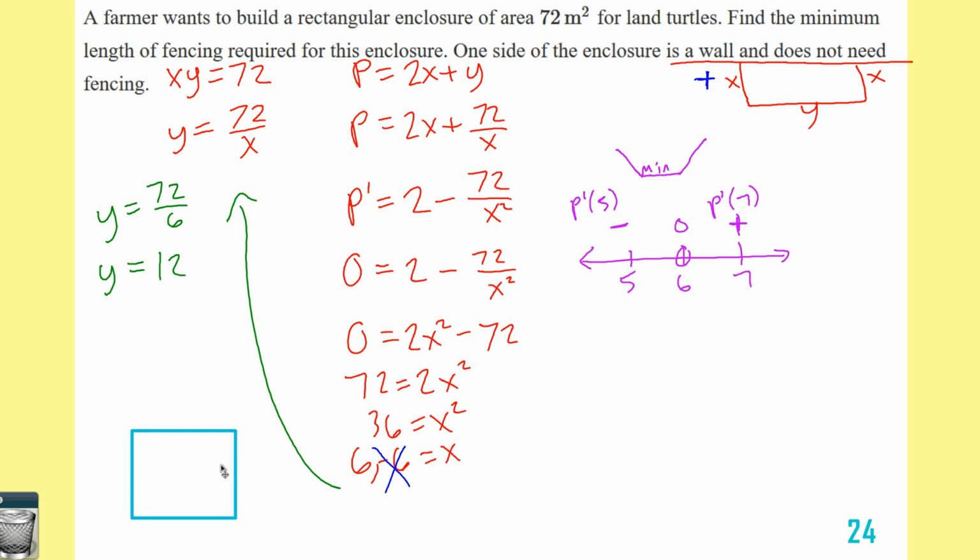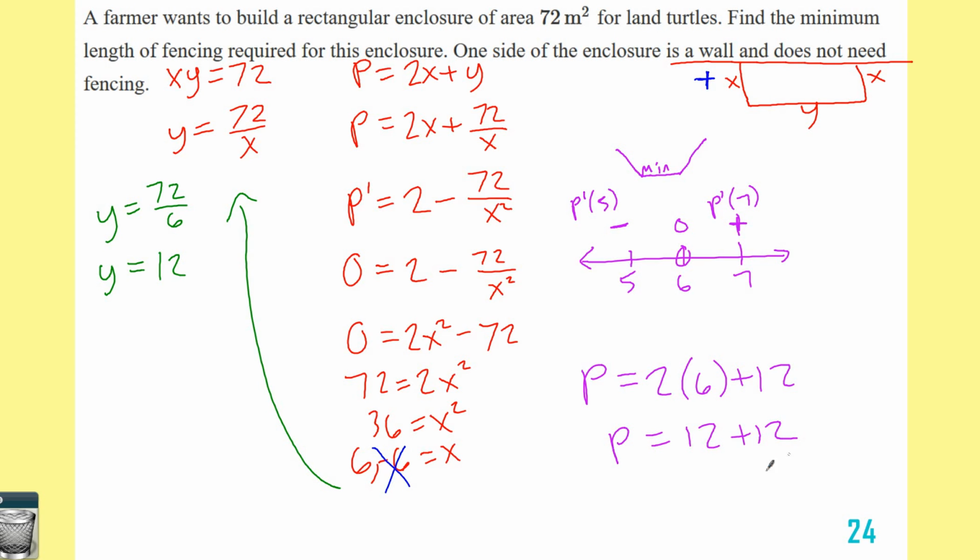And what was it asking for? Find the minimum length of fencing. It didn't ask for the dimensions. It asked for the minimum perimeter. All right, so the perimeter is 2 times 6 plus 12, which gets us 24. Okay. Always read what they want.